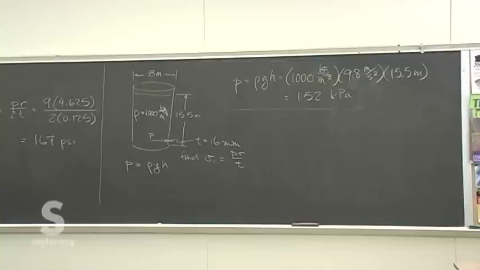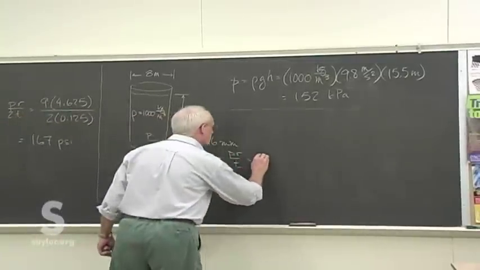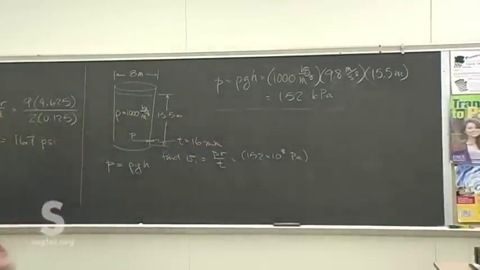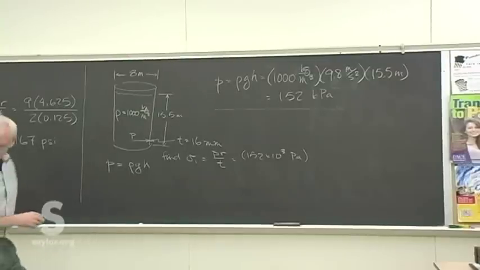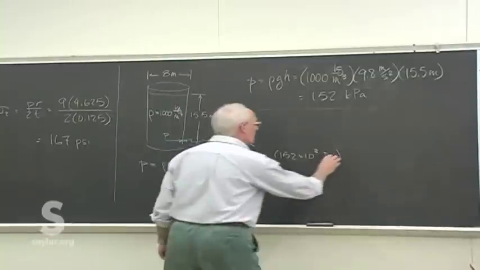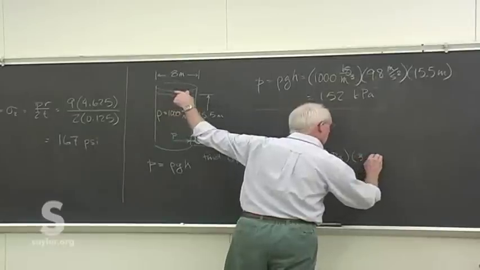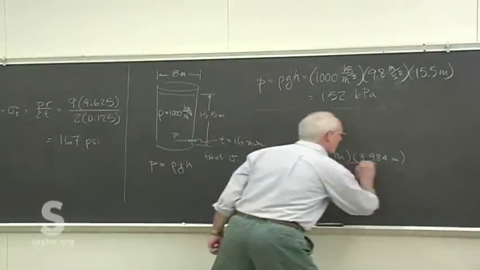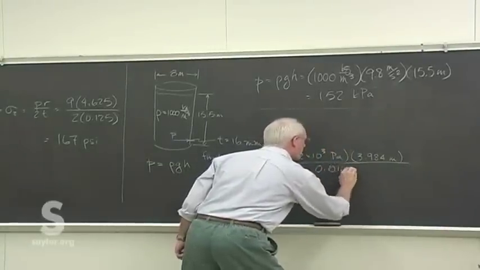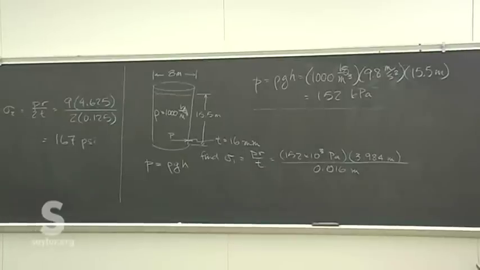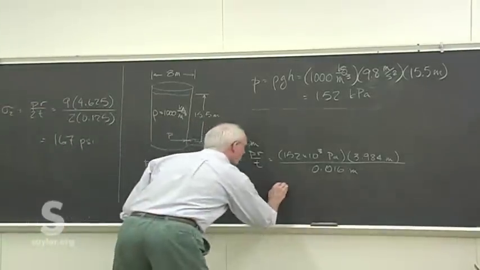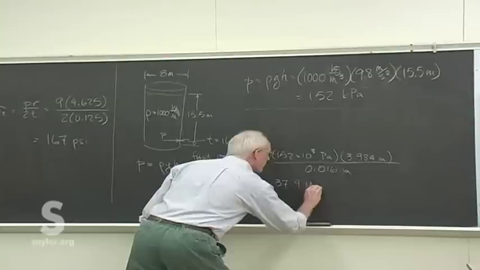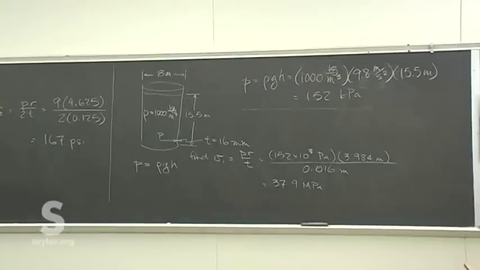All right, so we've got all the numbers there. At least then we've got the 152 times 10 to the 3 pascals, newtons per square meter, so the units would all work out. The radius, 3.984, right? Remember, that's the inside radius. That's the outside radius that's given there, so you have to subtract the 16 millimeters off of that. And then the wall thickness was just 16 millimeters. So you get what, 37.9 megapascals? And then you can check that against the yield stress.